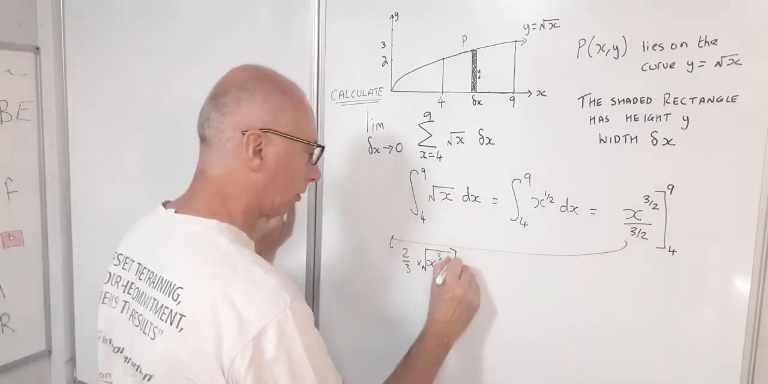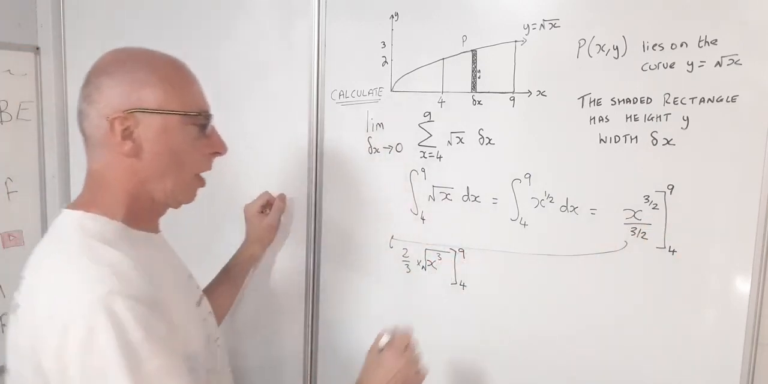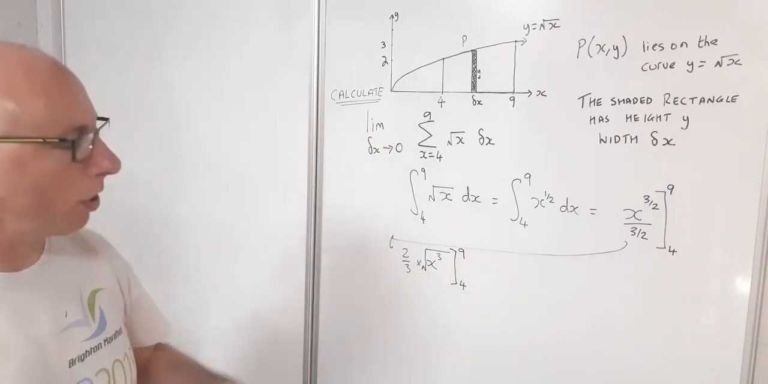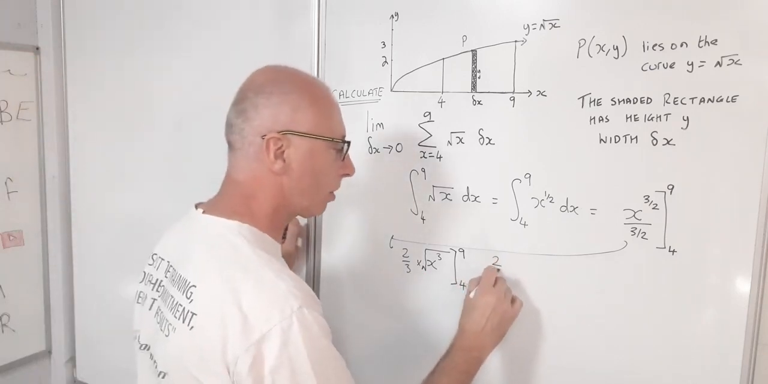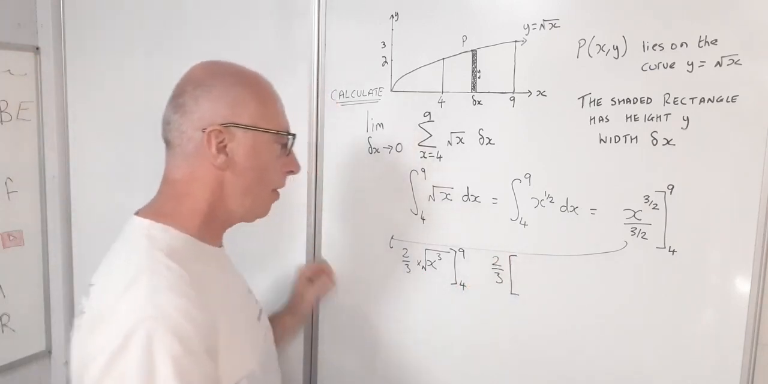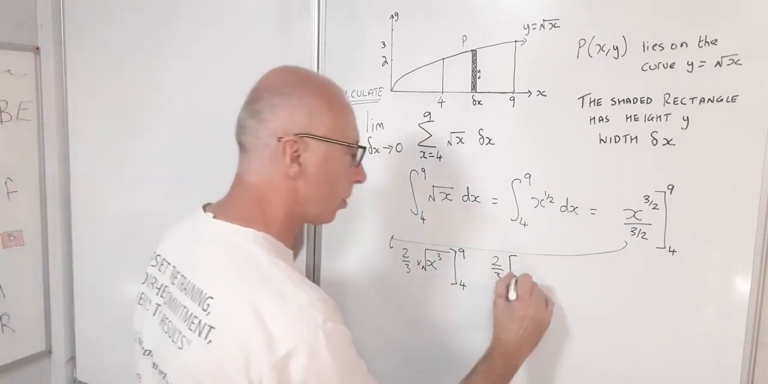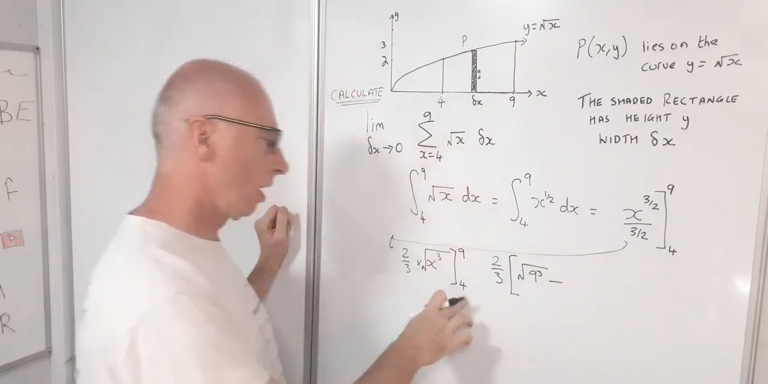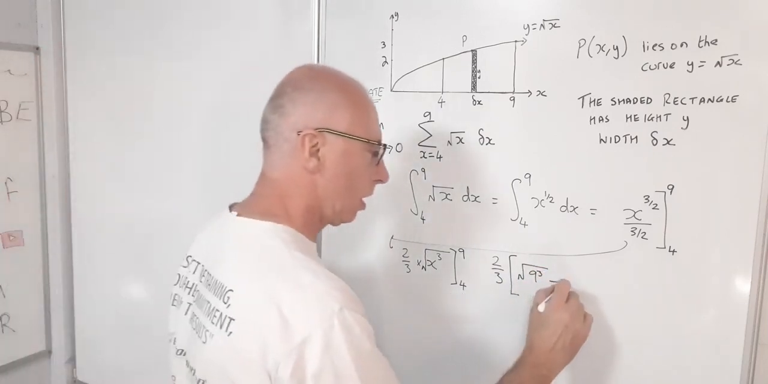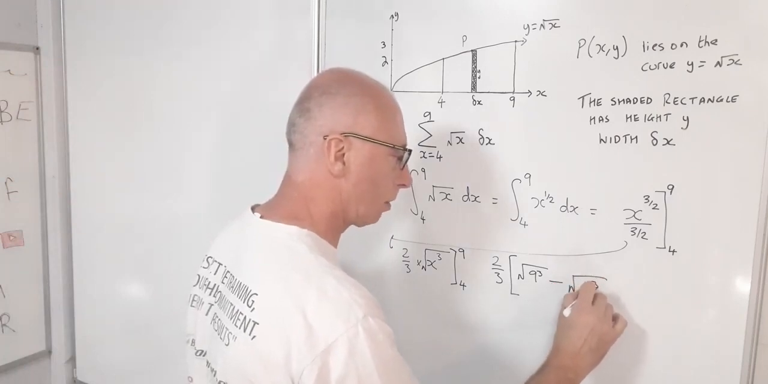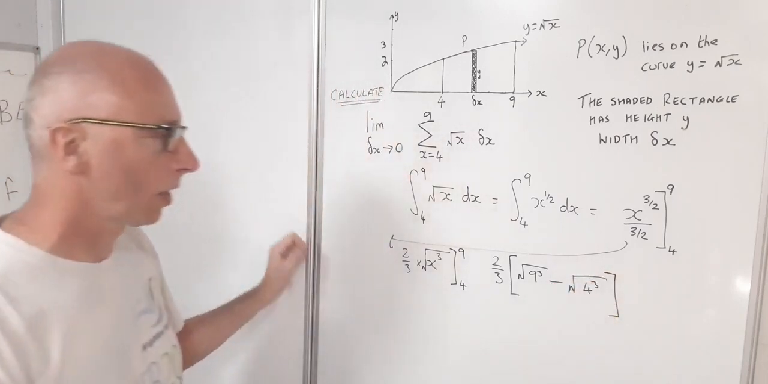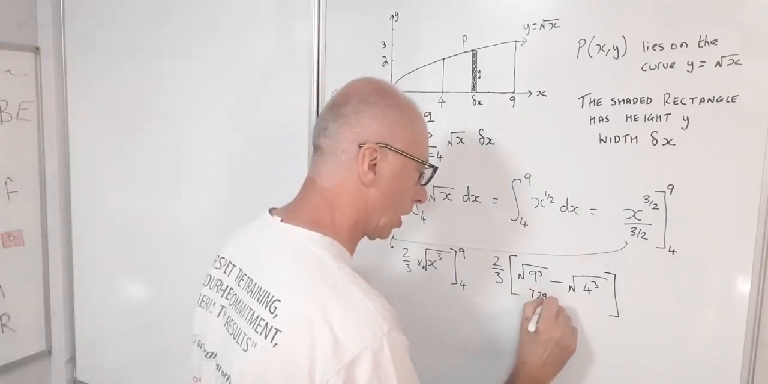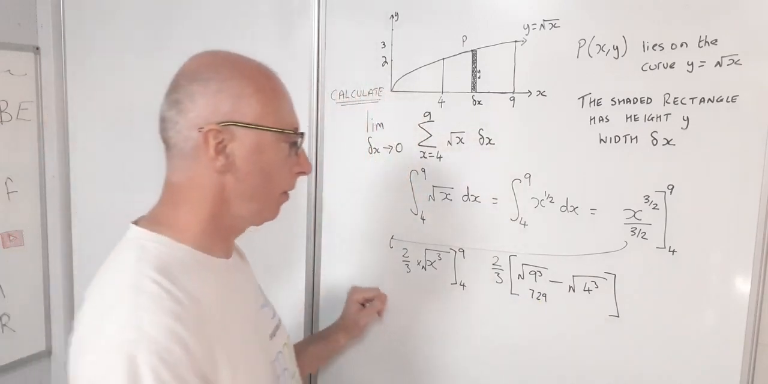So let's do that. Okay, so first of all, let's plug in 9, and I'm going to keep this constant multiple of 2/3 out front of all the calculations. So I've got 2/3, and then when x is 9, I've got the square root of 9 cubed, minus the value when x is 4, so that's the square root of 4 cubed. Okay, well 9 cubed is 729 and 4 cubed is 64.